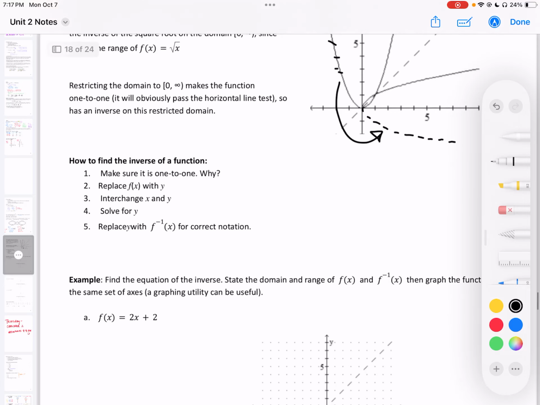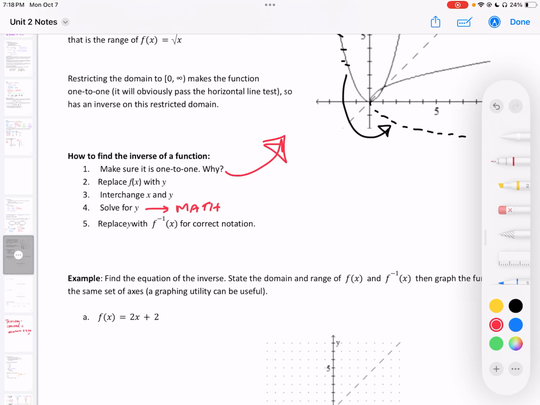Now, mathematically, there are several steps to finding the inverse of a function. There are 5 of them. Only one of them is math. So here is your math step. The first one is to make sure it's one-to-one. If it's not one-to-one, it's going to have a restriction just like the root function. So I'll draw an arrow up there to remind you that there is a restriction if it's not one-to-one.